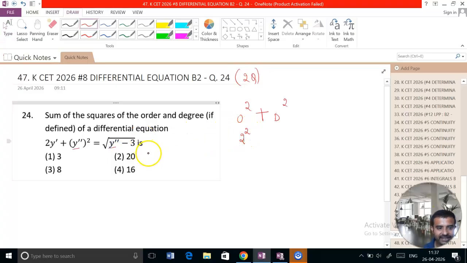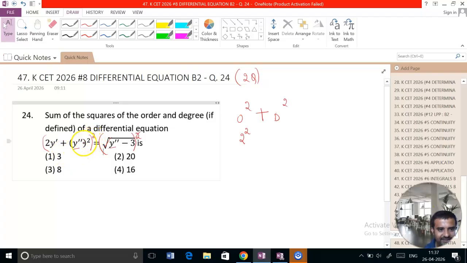But to define degree, the equation should be free from radicals. Radicals means logarithmic, exponential, square root, cube root. So it should be free from all these things. To free from the square root, we have to take squaring on both sides. Here the square root gets cancelled.